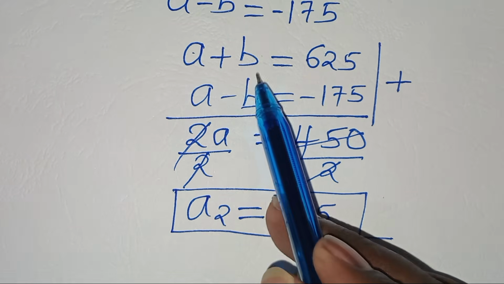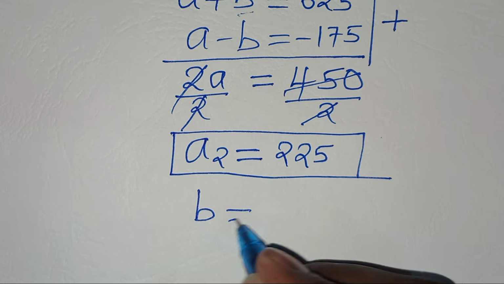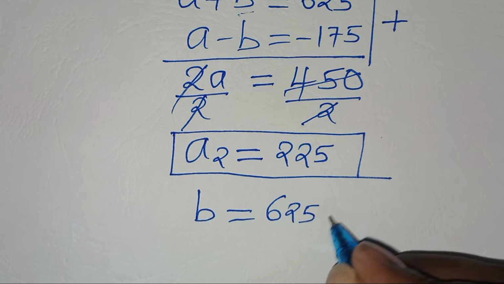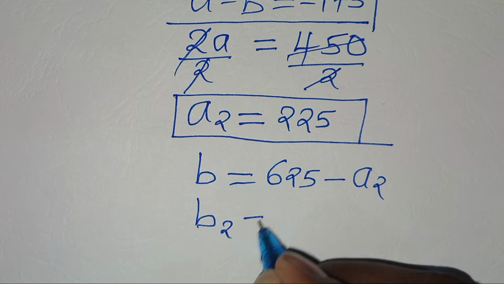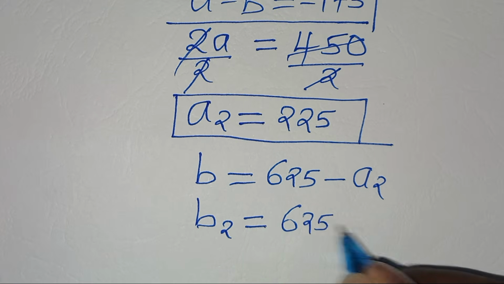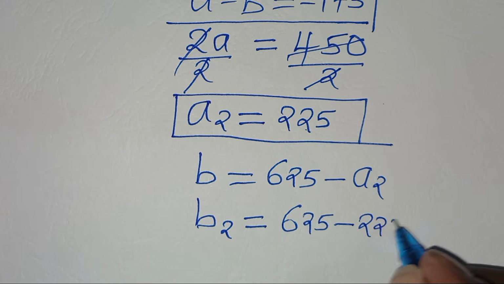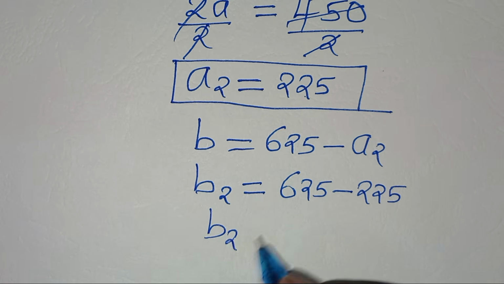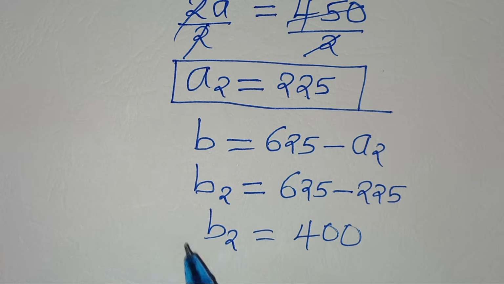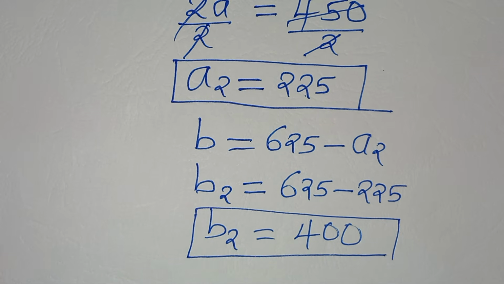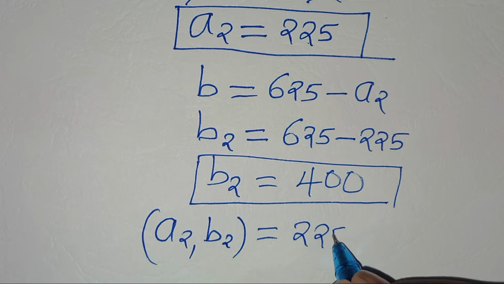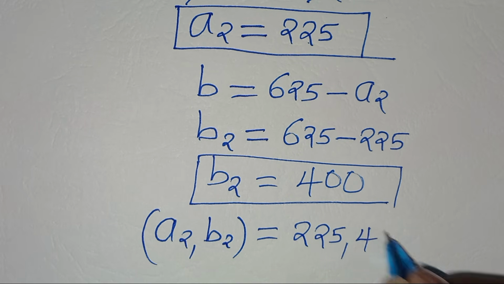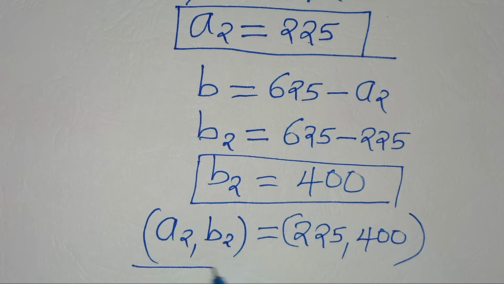So we can easily solve for the value of b. Remember, b is equal to 625 subtract a2. So we have b2 equal to 625 minus 225. This means that b2 is equal to 400. So the second set of solutions, a2 comma b2, is equal to 225 comma 400. This is the second set of solutions that we have.